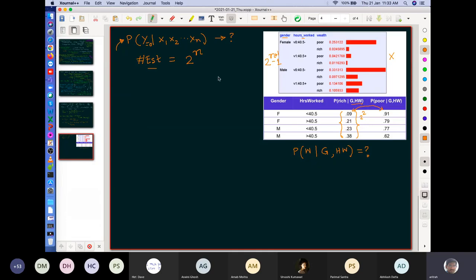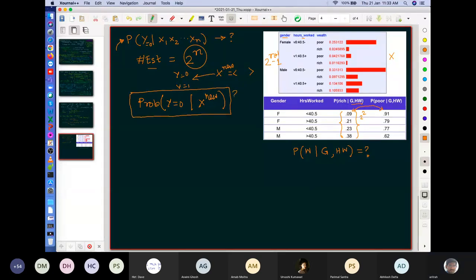If I get a new attribute of a problem, and I know these 2 to the power n estimates, then I can classify whether it is y equal to 0 or y equal to 1, whichever probability is more. I am moving towards the learning problem. What I am saying is, what I need to know to classify y equal to 0 given a new set of attributes. So this is our learning problem. To know this, you had to know these 2 to the power n estimates.